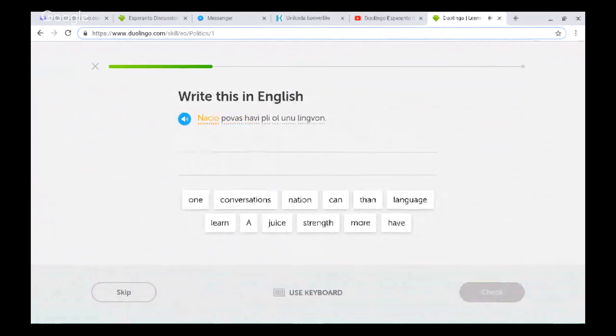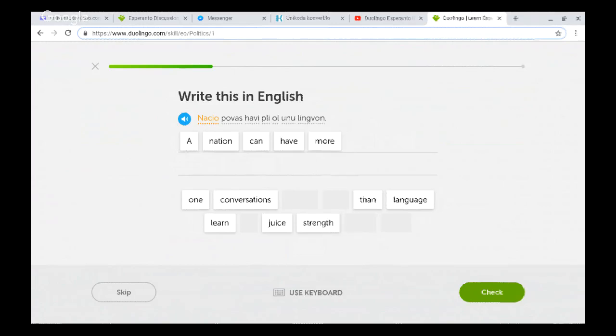Nacio povas havi pli ol unu lingvon. Nacio. And again, we look for the capital letter, A nation. Nacio povas havi pli ol unu lingvon. A nation can have more than one language. And again, it's something you have, so you need the N, pli ol unu lingvon.